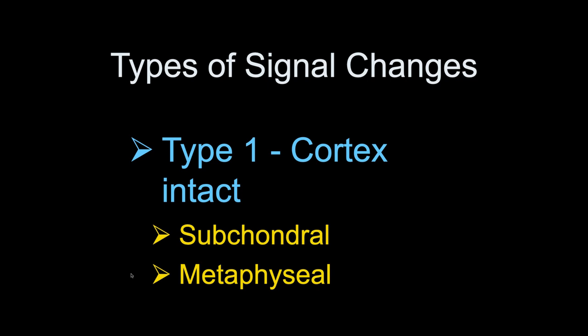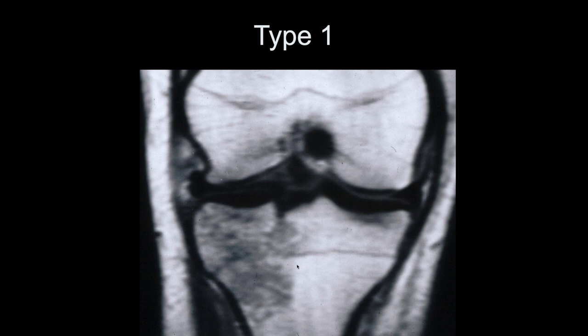Good. So I'm going to talk a little bit about acute injuries here. And a lot of this lecture comes from back in the early days when it wasn't clear some of the things that we were seeing on MR. And we divided signal changes into basically three different types. One was type one, where the cortex was intact, but we saw edema within the subchondral bone, typically in the metaphysis. T1 weighted coronal image of the knee.